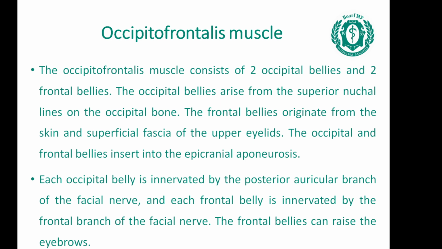Occipitofrontalis muscle. The occipitofrontalis muscle consists of 2 occipital bellies and 2 frontal bellies. The occipital bellies arise from the superior nuchal lines of the occipital bone. The frontal bellies originate from the skin and superficial fascia of the upper eyelids. The occipital and frontal bellies insert into the epicranial aponeurosis.